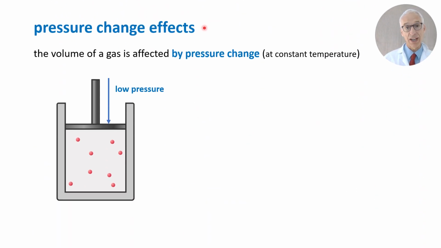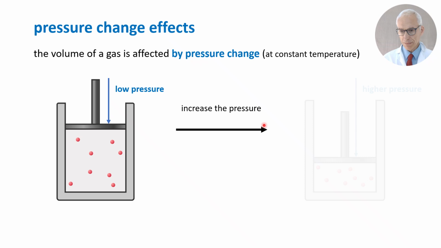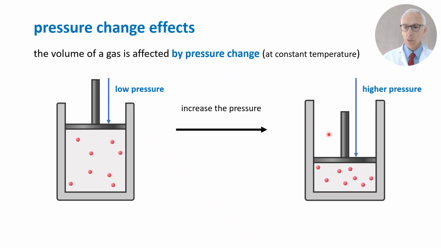Pressure effects. The volume of a gas is affected by a pressure change. Here we have a volume of gas at a low pressure. If we increase the pressure, then we can see there's a change in the volume. The gas volume decreases.